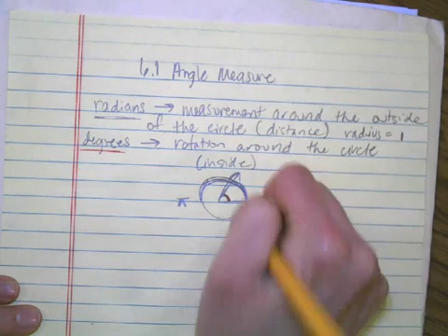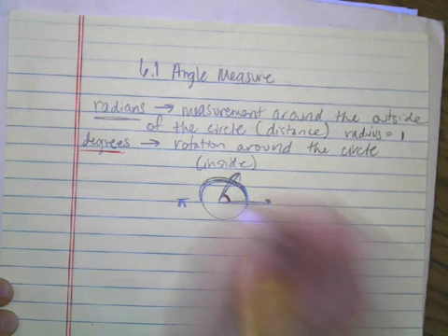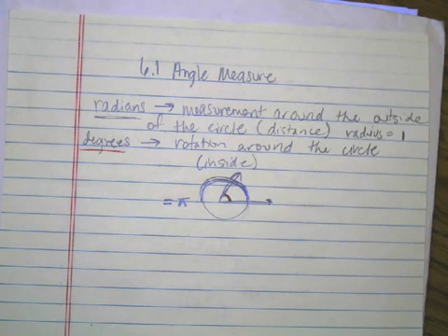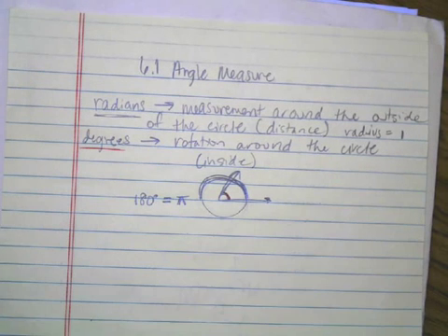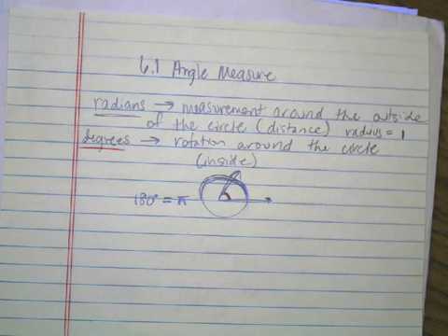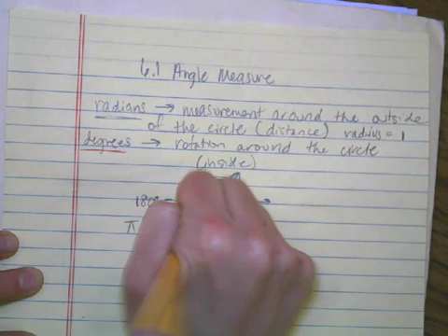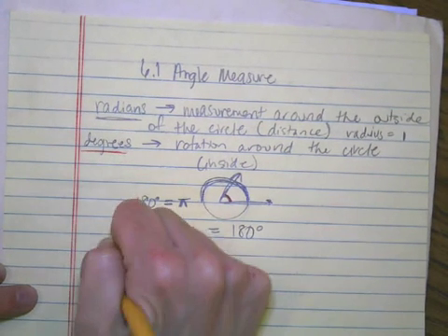Okay, and we know, Anthony, you just said that a whole circle is 360 degrees. So how much is half a circle in degrees? 180. Half of 360 is 180. So if we know that pi is equal to 180 or 180 is equal to pi, so pi radians is equal to 180 degrees.